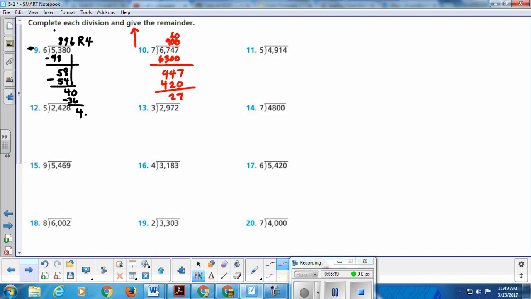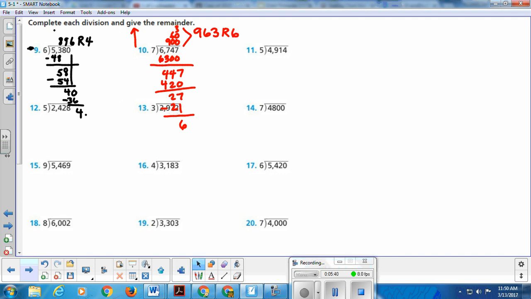7 times 4 is 28. That's too many. So I have to do 7 times 3 is 21. So I have a remainder of 6. Now it's lower than my divisor. I'm going to add these up. It would be 963, remainder 6.